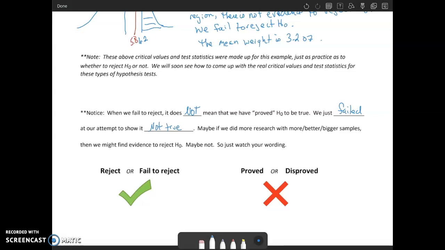So the phrases that are acceptable, what you would want to say in your write-ups, in your answers, are we either reject that null when we find evidence, or we fail to reject it when we don't. Avoid the words proved or disproved. Proved and disproved are just stronger words that we want to avoid. This means there is a lot of evidence to support these conclusions that we're saying. We have a lot of evidence. We're very confident in them, but it's not 100% foolproof. So we just avoid those couple phrases.